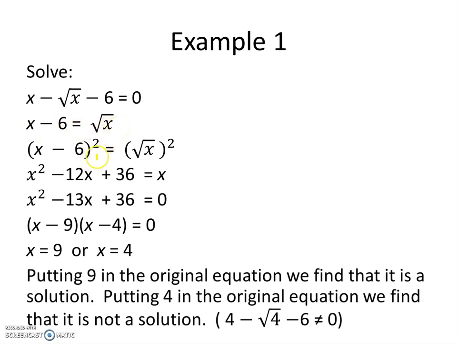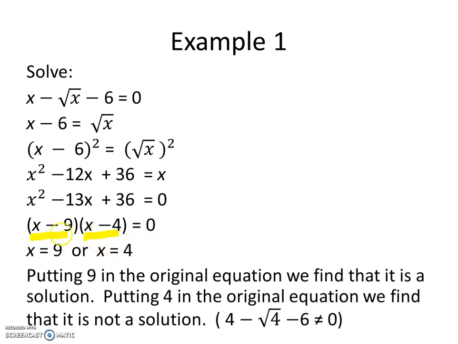Then we square both sides, and when we FOIL x minus 6 times x minus 6, we get x squared minus 12x plus 36, and squaring the radical x, we get just x. Subtracting x from both sides of the equation, we find that x squared minus 13x plus 36 equals 0. That factors quite nicely into x minus 9 times x minus 4.